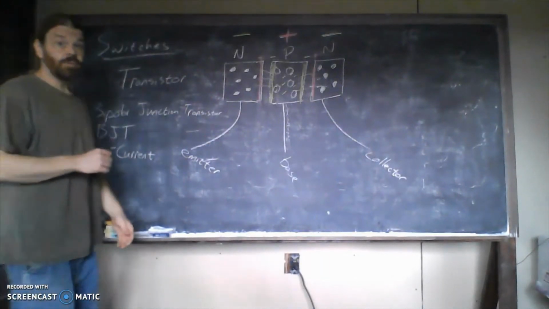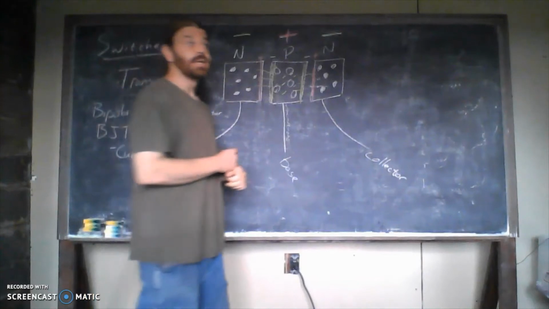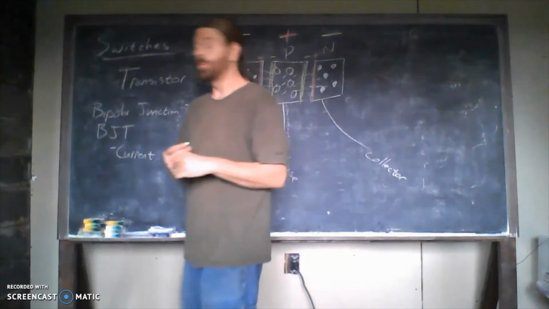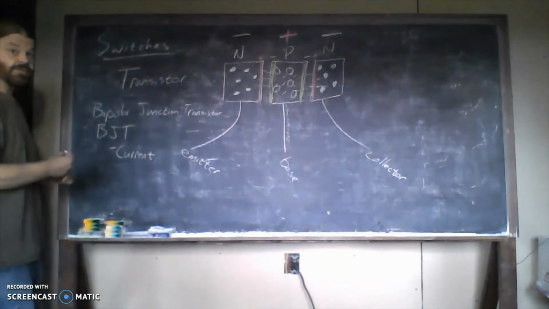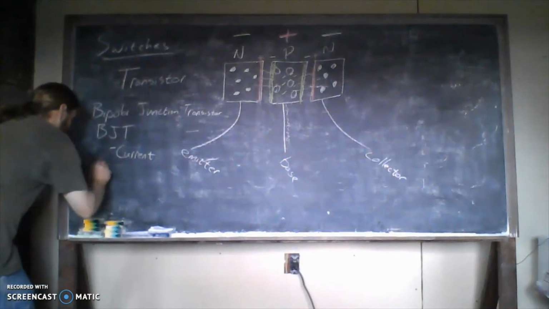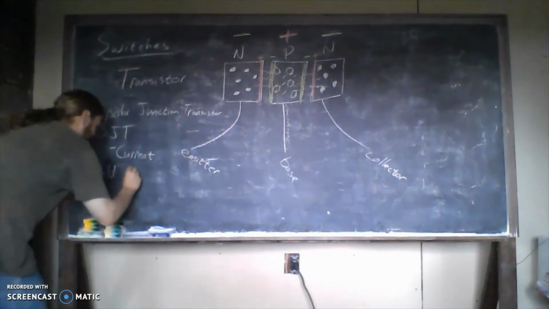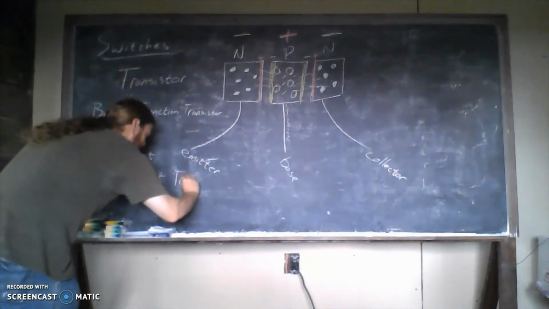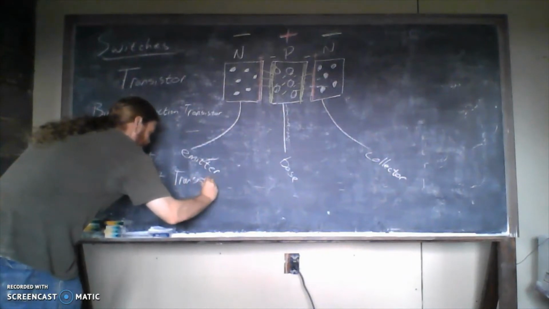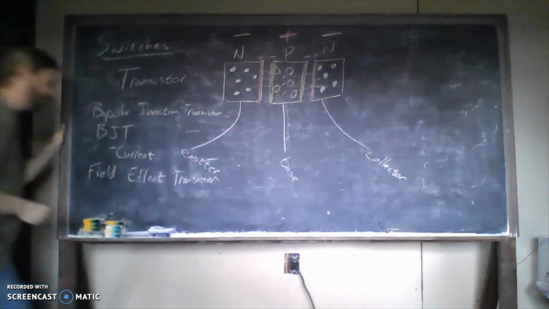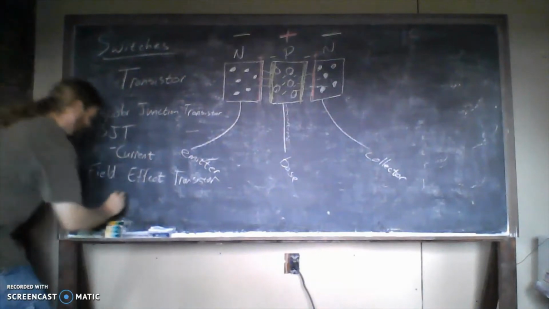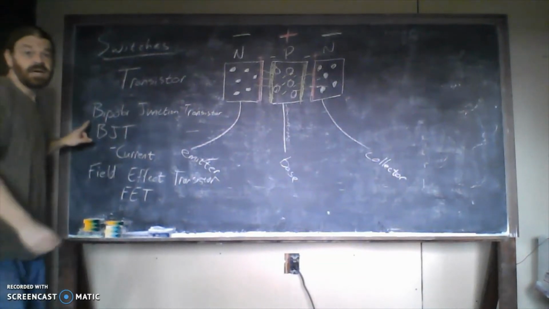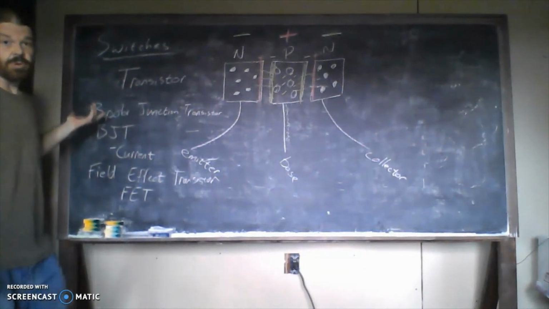We could also do it with voltages, when there's a potential for the electricity to flow. When we do it in terms of voltages, that's what's known as a field effect transistor, or FET. So BJT or FET. We're usually talking about BJTs in circuit boards.